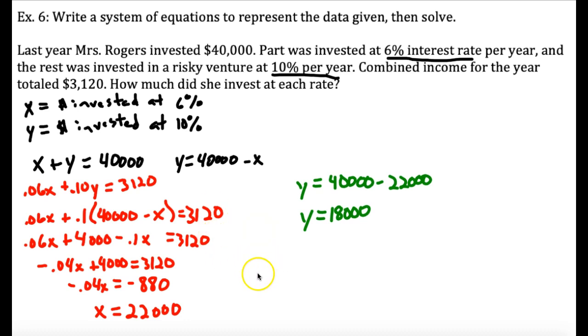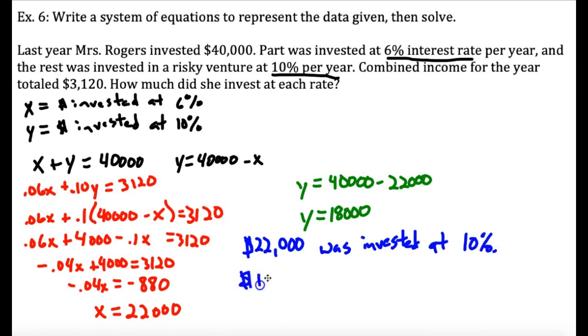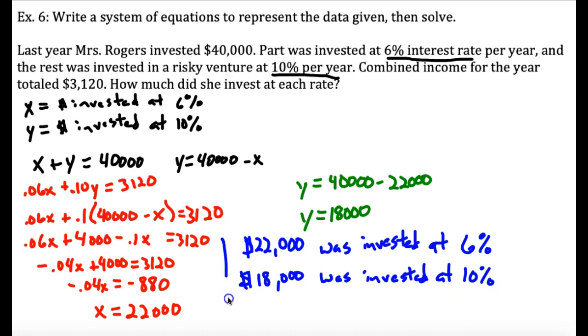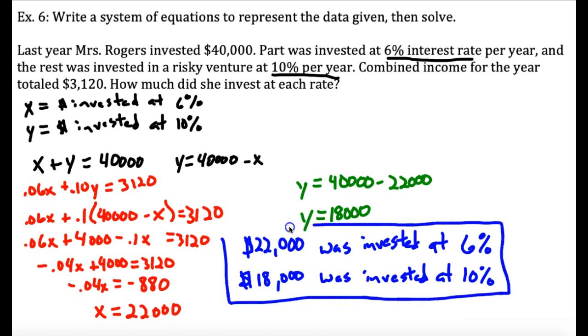Now for story problems, writing this as an ordered pair doesn't really make sense. What we want to do is write out a little sentence explaining the answer. So what I'm going to say is 22,000 was invested at 10% and 18,000 was invested... Wait, did I say that right? No, I didn't. Sorry. We said x was the money invested at 6%. So 22,000 was invested at 6%. 18,000 was invested at 10%. There we go. So we want to write out our answer to a story problem like that.